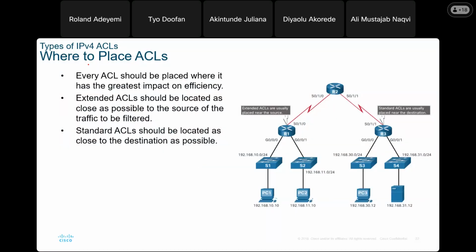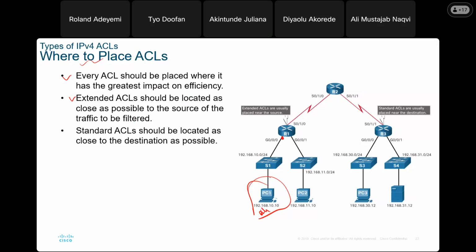Okay, so when you create an access list, you must apply the access list on an interface. You create the access list at global configuration mode, but you must apply it on an interface. That is what they are trying to tell you here. How do you know where to place an access list? Every access list should be placed where it has the greatest impact on efficiency. There is a rule for a standard access list. Look at the rule. It should be located as close as possible to the source of the traffic to be filtered. So if I am trying to filter this computer now, let's say this is Ali, I don't want him to go out through this interface.